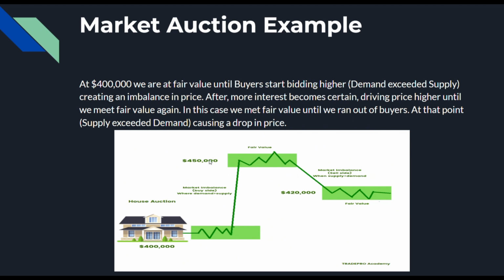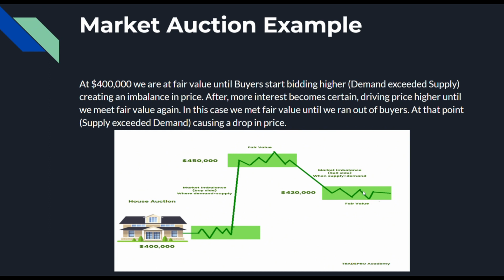And that'll be known as supply. And in this case, we met fair value and we dropped down in price to $420,000. Right there, we had met fair value again. And in this case, supply exceeds demand, right? There's more supply. There's not a lot of buyers that are willing to pay the price of $450,000 up here. So therefore, price drives lower, advertising price to a new set of buyers down here, right?